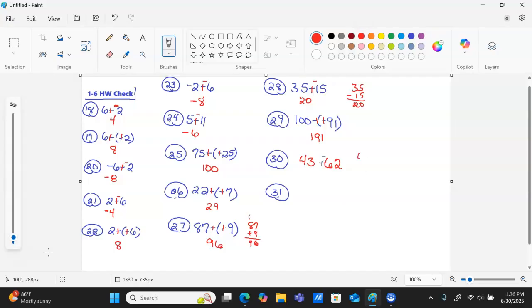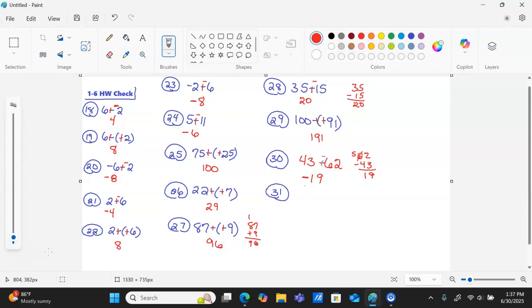And so we have 62 minus 43. They're different. One is negative, one is positive. So I'm going to find the difference and keep the sign of the larger. So he's going to have a negative $19 in that account.